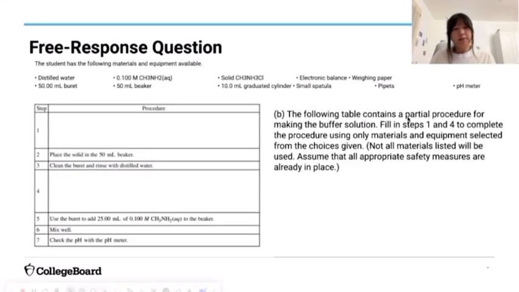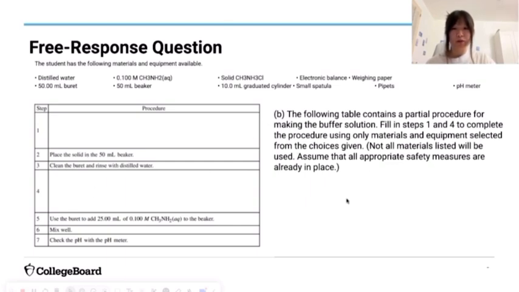So this question is asking, the following table contains a partial procedure for making the buffer solution. Fill in steps 1 and 4 to complete the procedure using only the materials and equipment selected from the choices given. Not all materials listed will be used. Assume that all appropriate safety measures are already in place. So now what we see here is that steps 1 and 4 need to be filled in, and we already have some of the steps already in here.